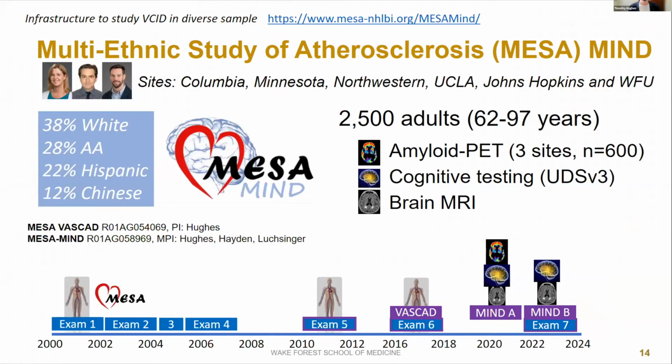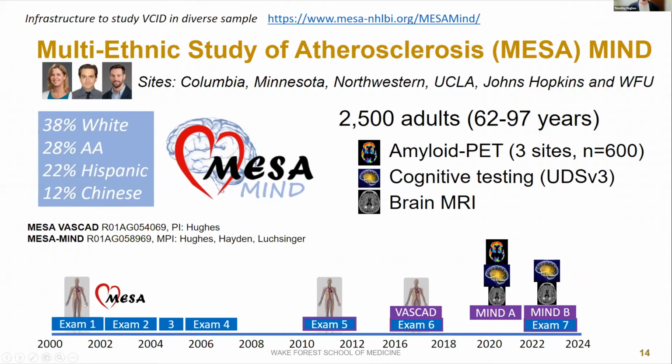So in 2018, we launched the Multi-Ethnic Study of Atherosclerosis MIND study, in which we're recruiting from each of the 6 sites 2,500 adults to complete detailed and repeated cognitive testing and brain MRI at 2 visits, here denoted by MIND A and MIND B. And in a subset of individuals at 3 sites, we began conducting amyloid PET imaging to measure the aggregation of amyloid deposition in the brain.